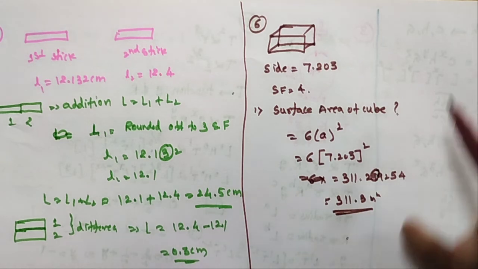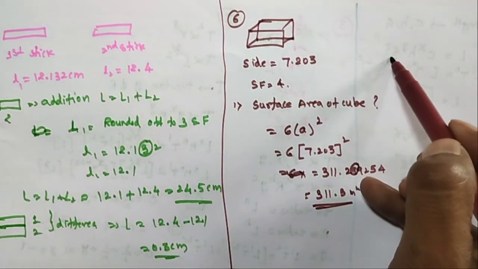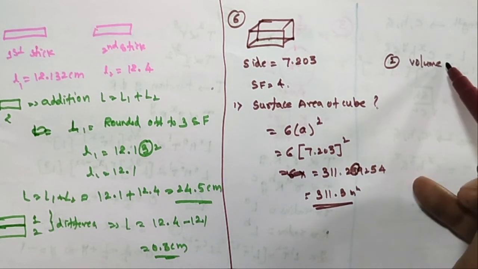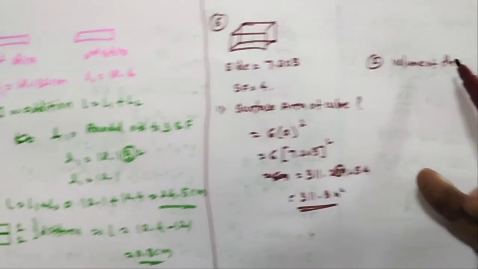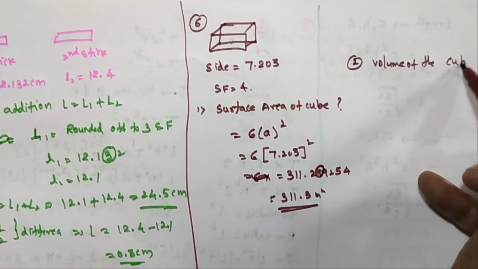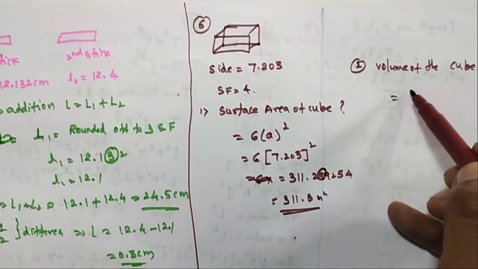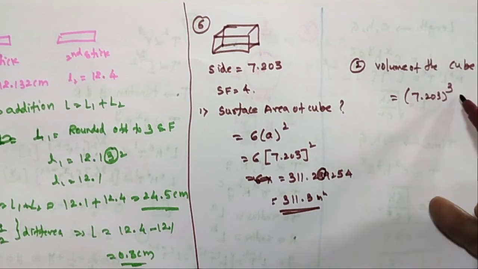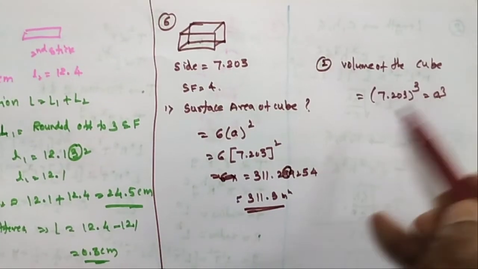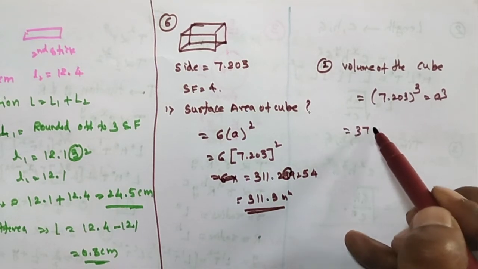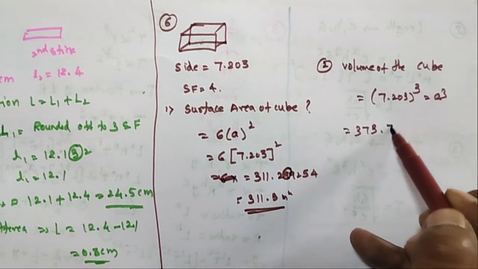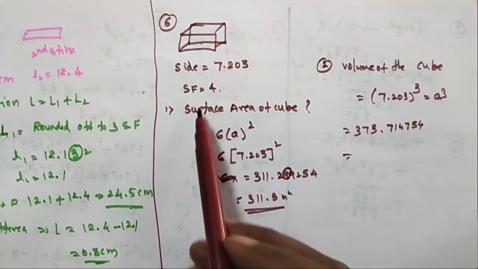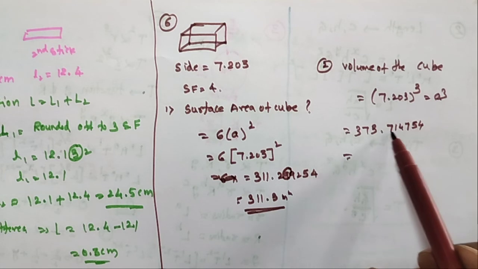Okay, and next one, the second one is the volume of the cube. So what is the volume of the cube? 7.203 cube. The volume of the cube is 373.744754. So here the significant figure is 4, 1, 2, 3, 4 actually.